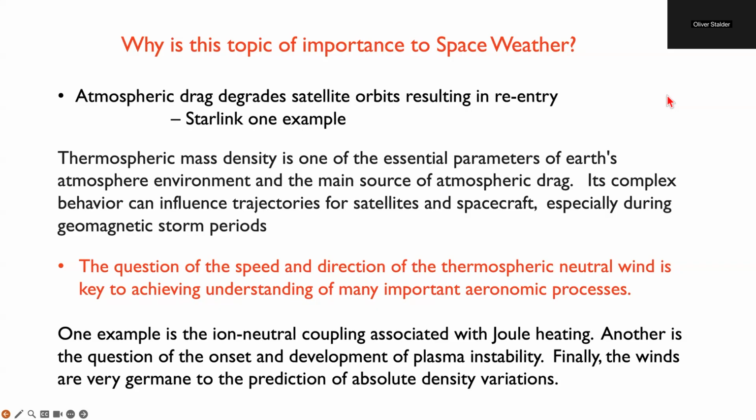So the question of the speed and direction of the wind is key to understanding many important aerodynamic processes. One example is the ion-neutral coupling associated with joule heating. Another is the question of the onset and development of plasma instabilities, for which the wind is very much an important ingredient in the physics of the process. And finally, the winds are very germane to the prediction of absolute density variation, which is a goal that modelers would like to achieve and have been doing so with the development of the HWM model, the Horizontal Wind Model.